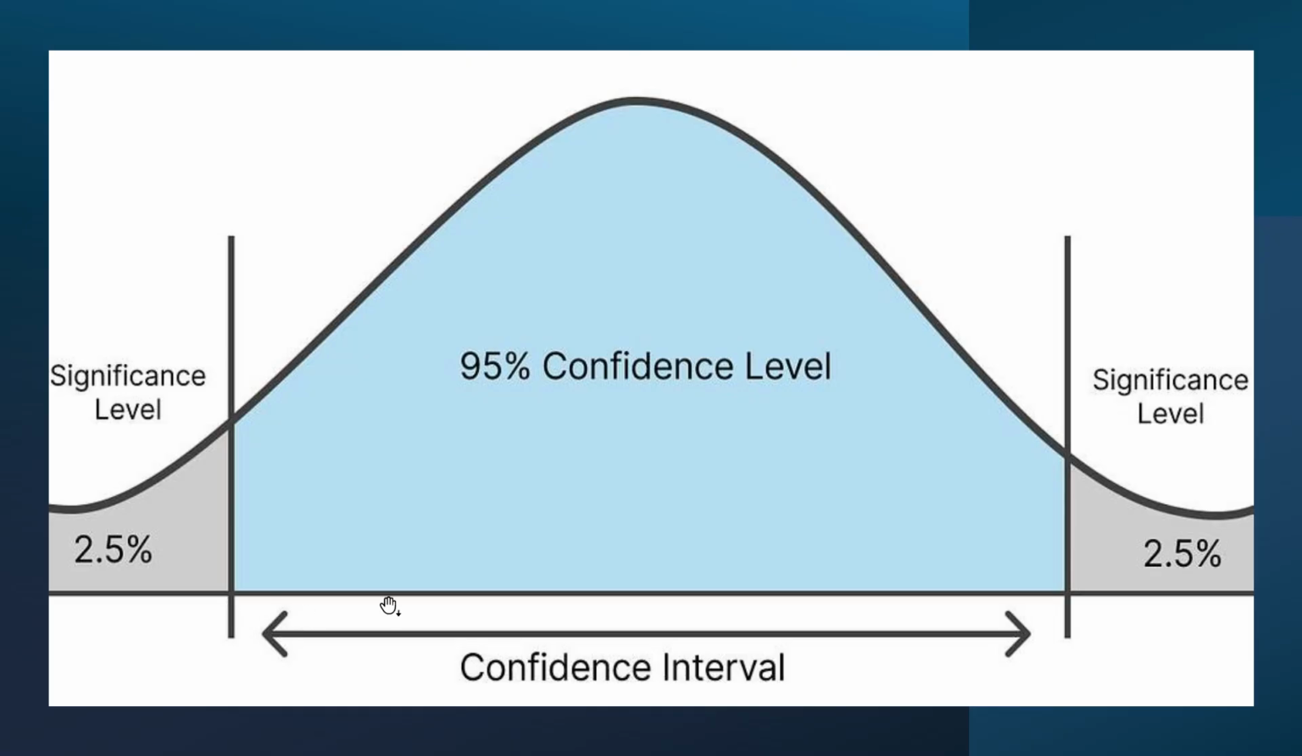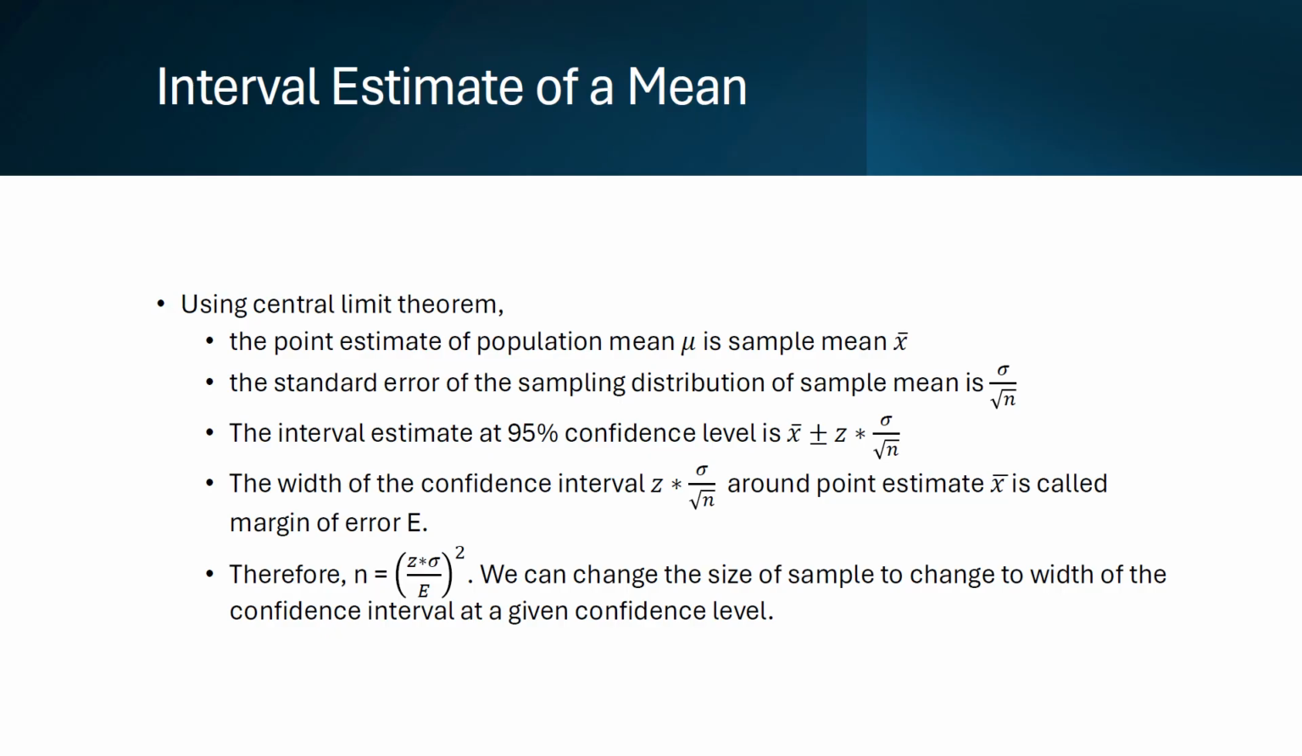So we can repurpose E equal to z sigma by root n to arrive at a formula for n, which will be n equal to (z sigma by E) whole square. Now for a given confidence level and a given confidence width, or the confidence interval, and a given population standard deviation, we can determine the right sample size.